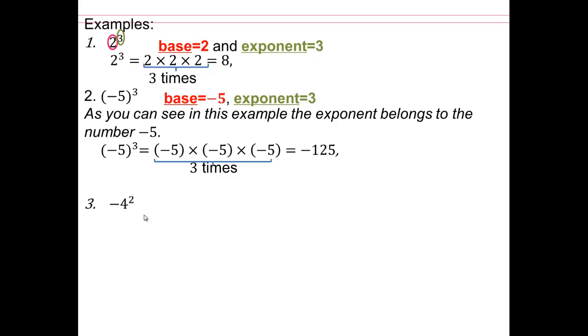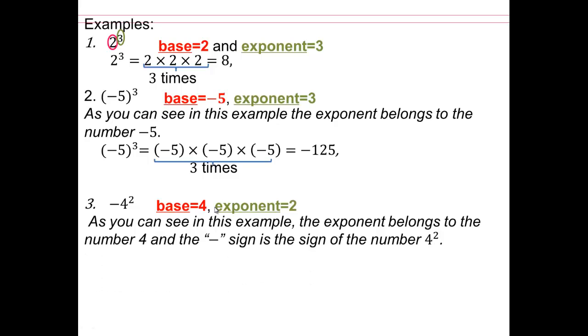Now, what do you think happens here? How is what is here different than what is here? Look at how it's written. Here, the exponent 3 belongs to the negative 5, whereas here, the exponent of 2 belongs just to that 4. So the base is going to be 4, exponent is 2. So if I have base and exponent, you're going to have 4 times 4, because the exponent belongs to the base of 4.